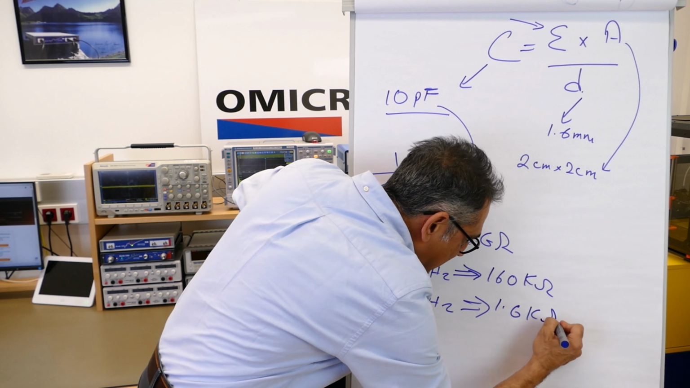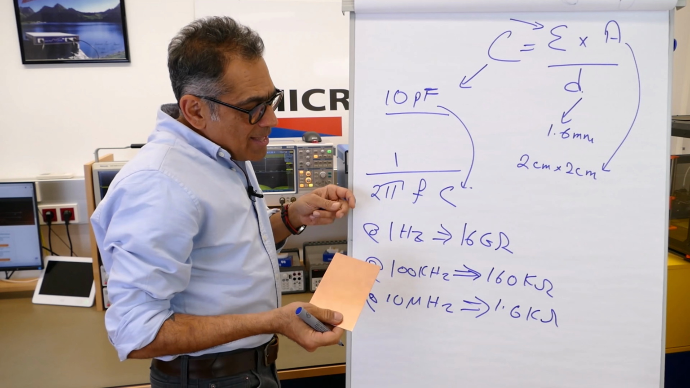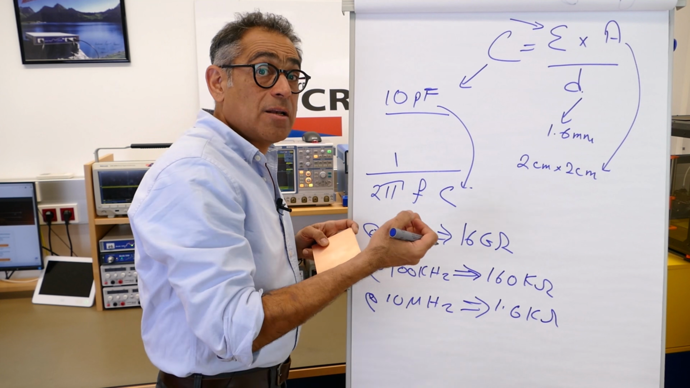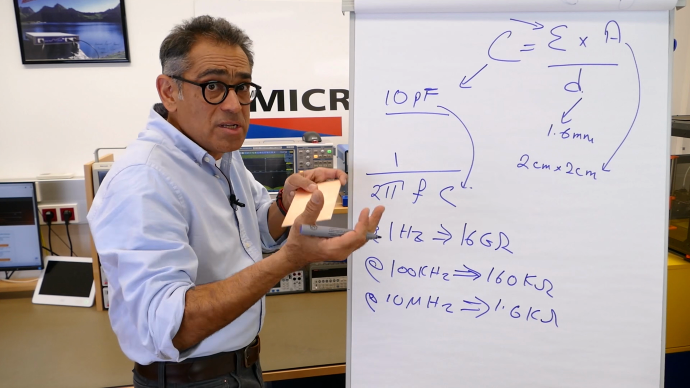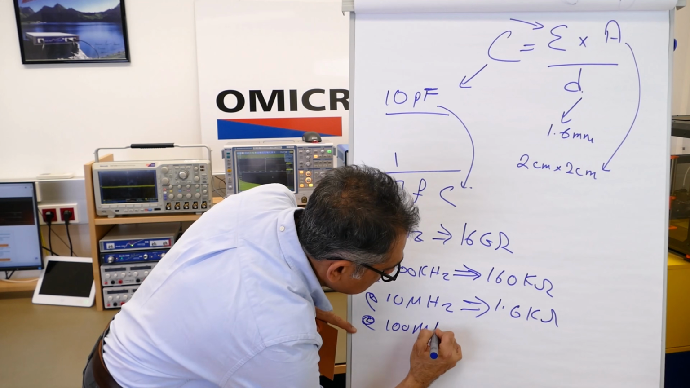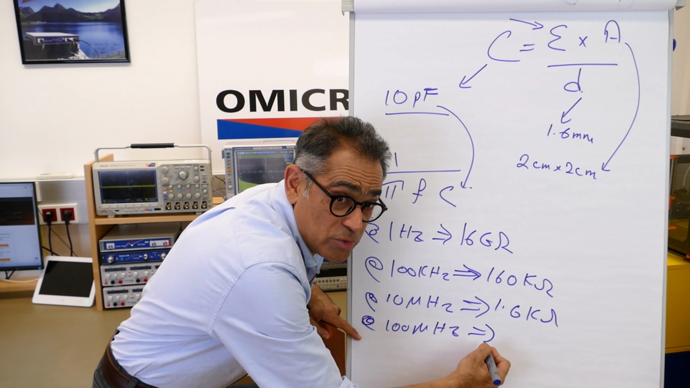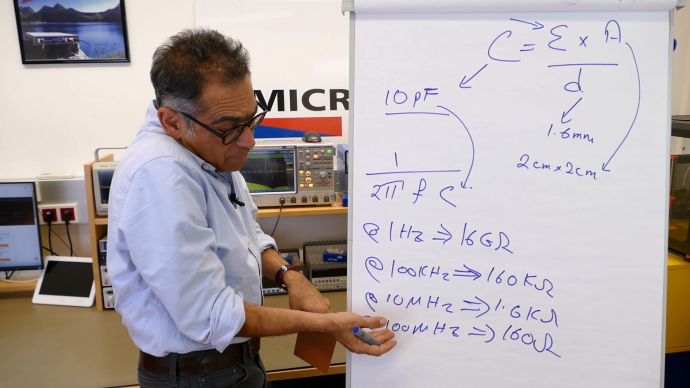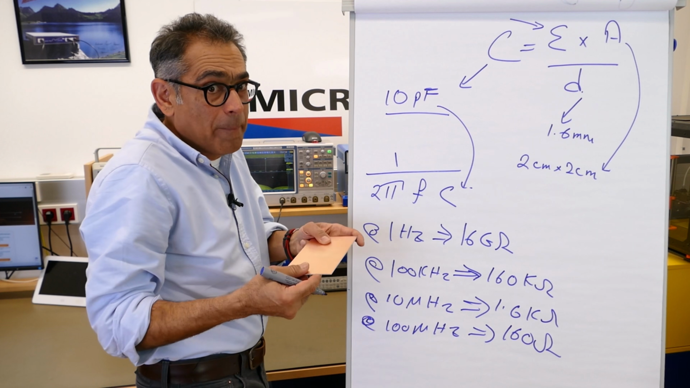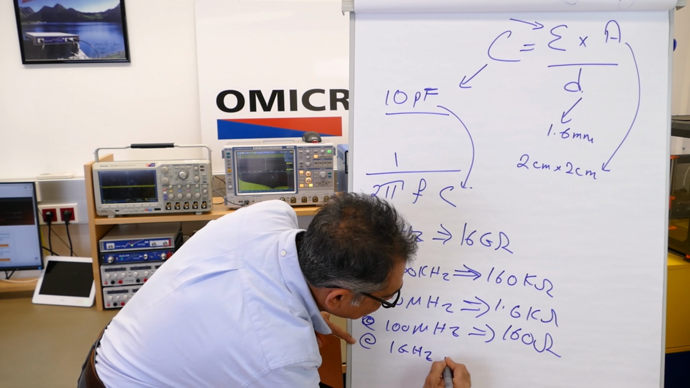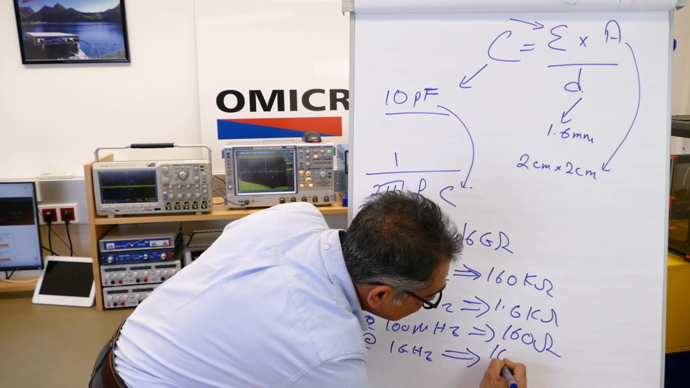So you can see that as the frequency is going up, the amount of resistance that the capacitor is putting up to the flow of current is getting lower, and therefore more noise is going to flow. At 100 megahertz, this falls down to 160 ohms. Now, a 150 megahertz signal is going to couple, and at 1 gigahertz, it's going to be 16 ohms.